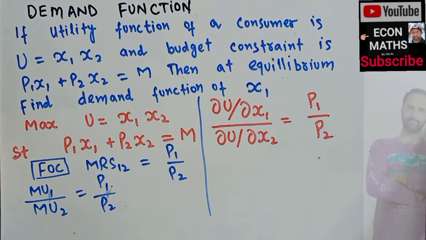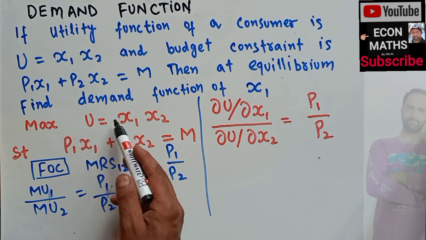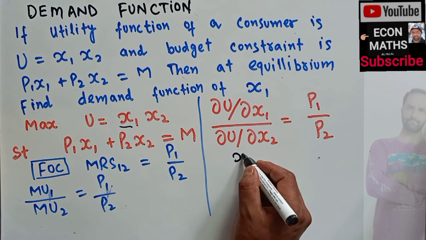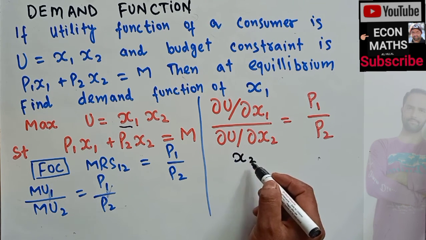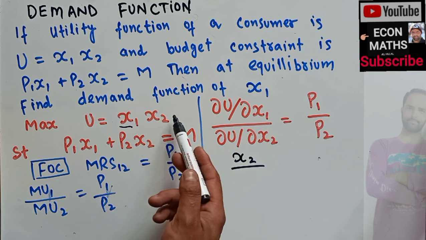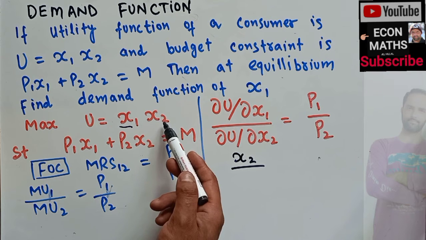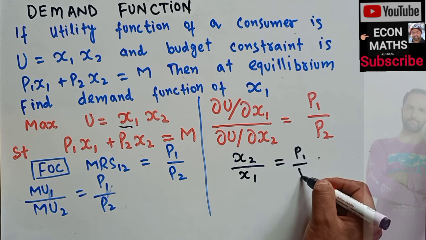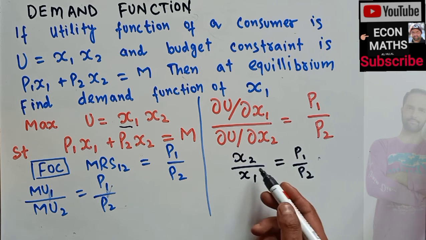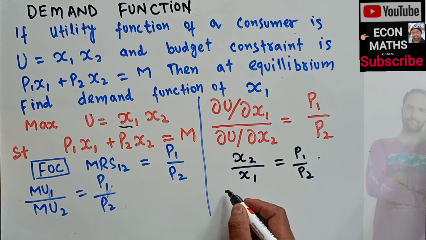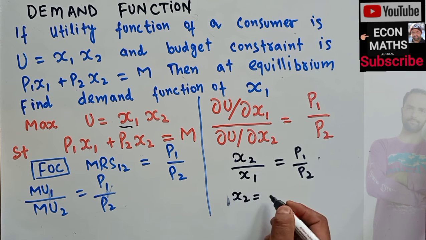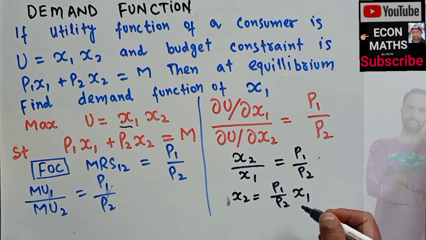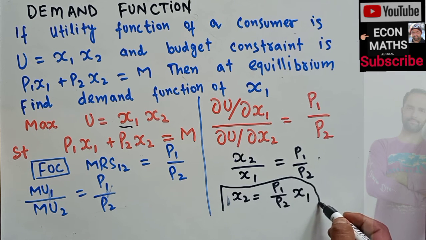Now du upon dx1 means taking the derivative of this function with respect to x1. The derivative of x1 is 1, so we are left with x2. So in place of du upon dx1 we get x2, divided by du upon dx2. This time we need to partially differentiate with respect to x2. The derivative of x2 is 1, so we are left with x1. It should be equal to the ratio of the prices, p1 upon p2. Let's solve for x2. That means x2 is equal to p1 upon p2 times x1.